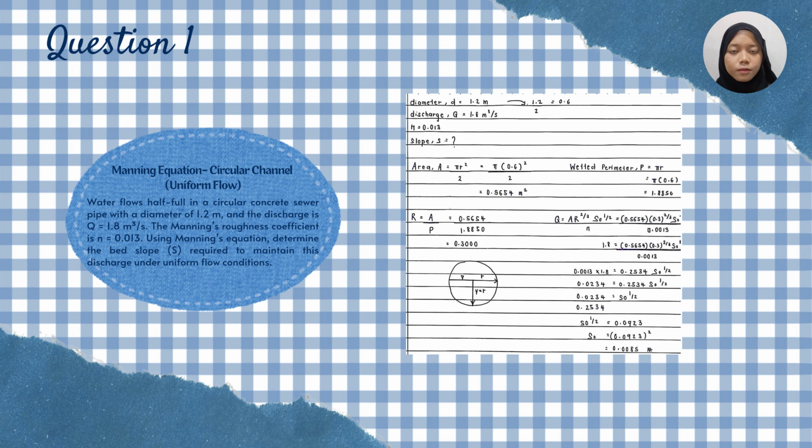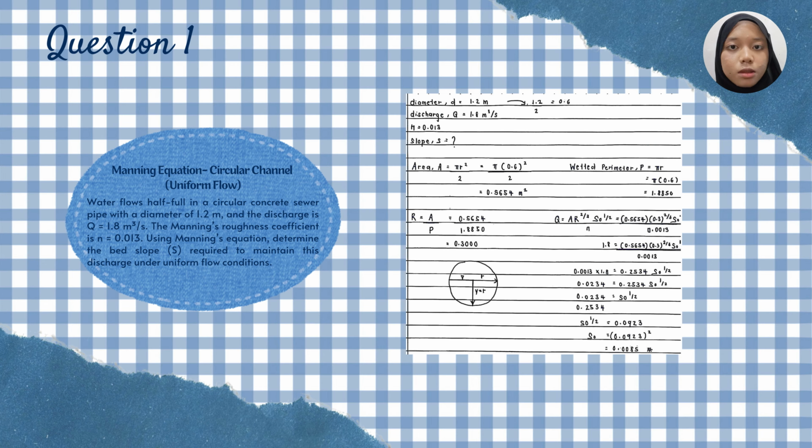Question 1. Water flows half-full in a circular concrete sewer pipe with a diameter of 1.2 meter, and the discharge is Q equals 1.8 m³ per s. The Manning's roughness coefficient is n equals 0.013. Using Manning's equation, determine the bed slope S required to maintain this discharge under uniform flow conditions.